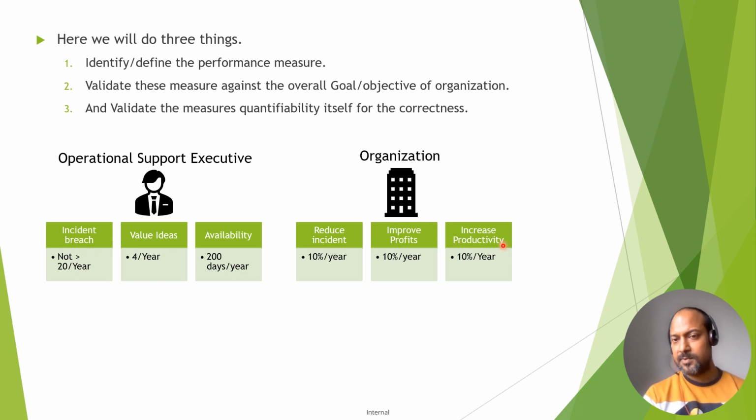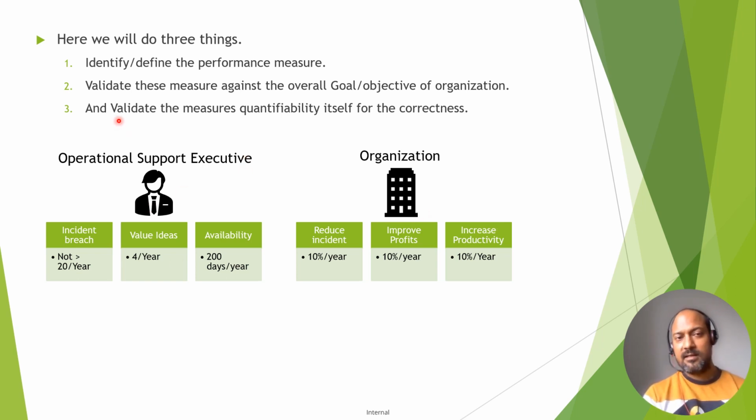And the third is increase productivity. To increase productivity 10% year on year, if your availability is 200 days per year, it could give 10% or 20% year on year. So that's how we relate your KPIs, the key performance indicators set by the organization for you, to their overall goals and objectives. They mapped these with you.